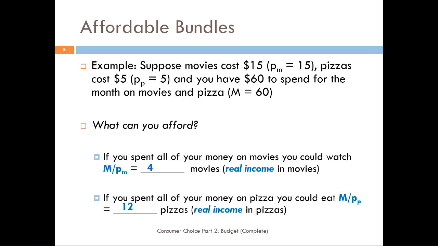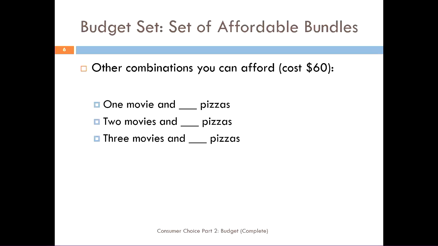So that's why this is what matters more than your nominal income. We want to look at your real income. What's your real purchasing power? How much can you actually consume with your income? That's what real income tells us. Okay. So we found out some bundles that you can afford. You could buy 4 movies and no pizzas. You could buy no movies and 12 pizzas. Right? So those are 2 bundles that are affordable. That is, they're in your budget set.